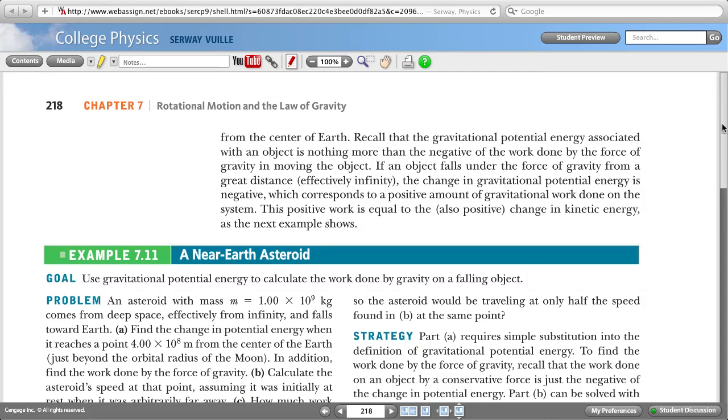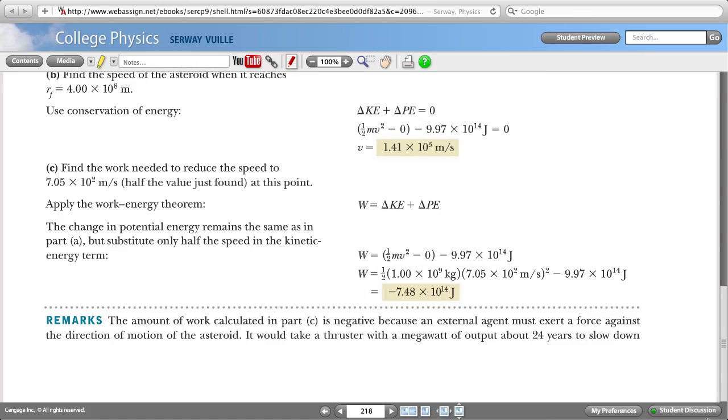How close are we getting? I can feel it. We're almost there.